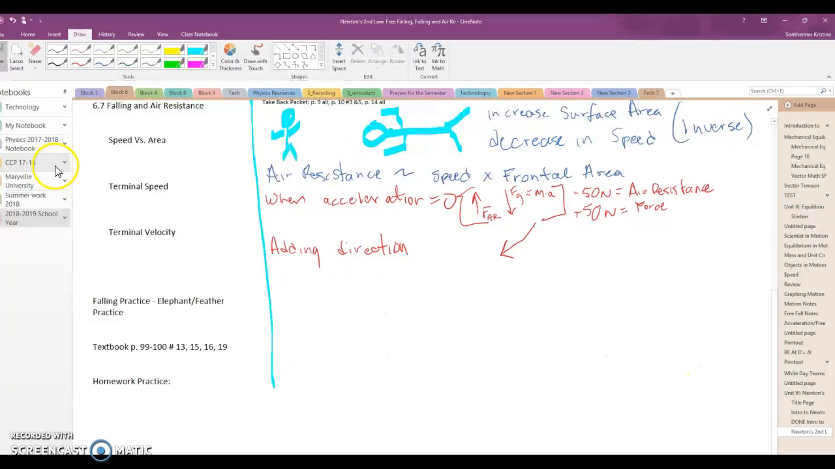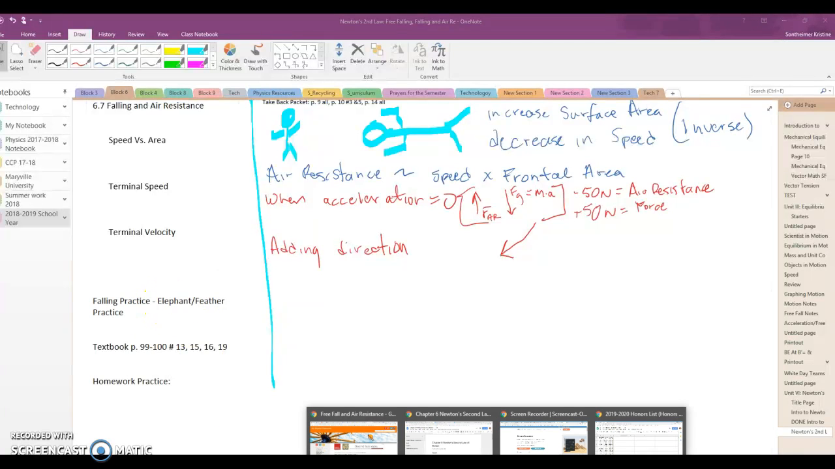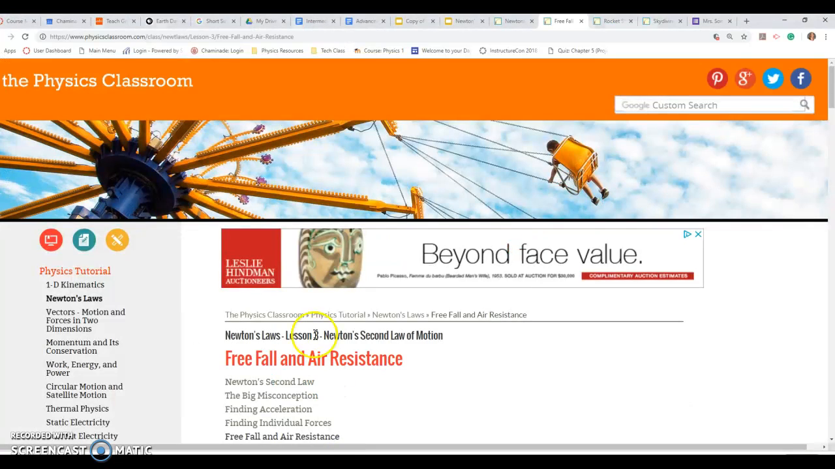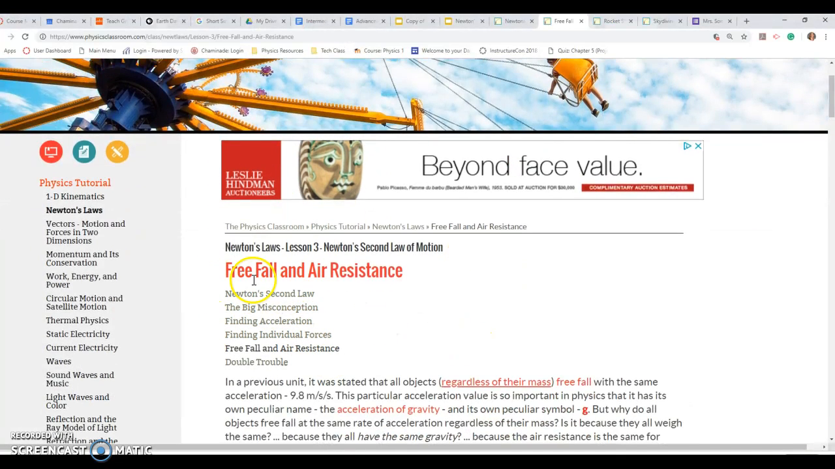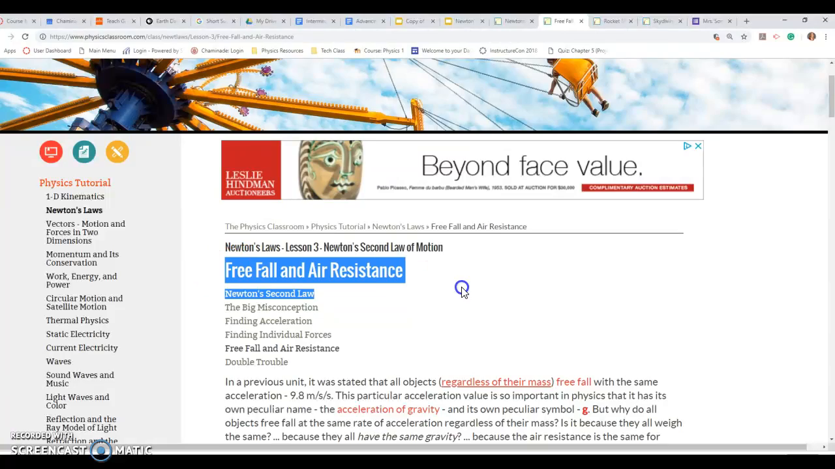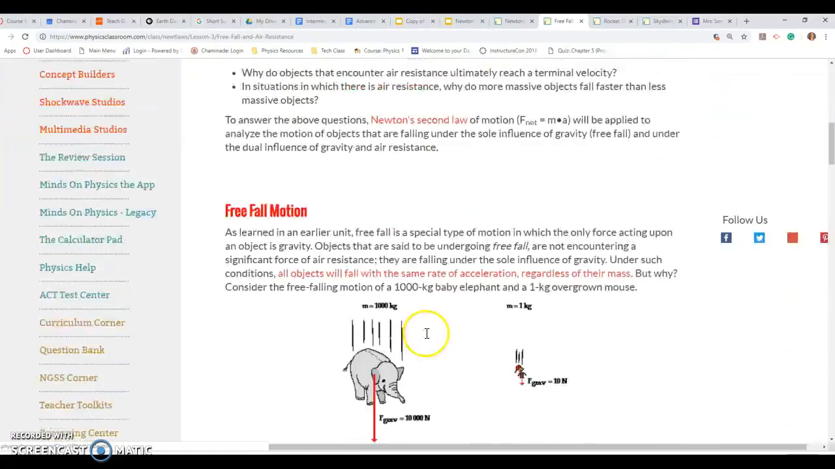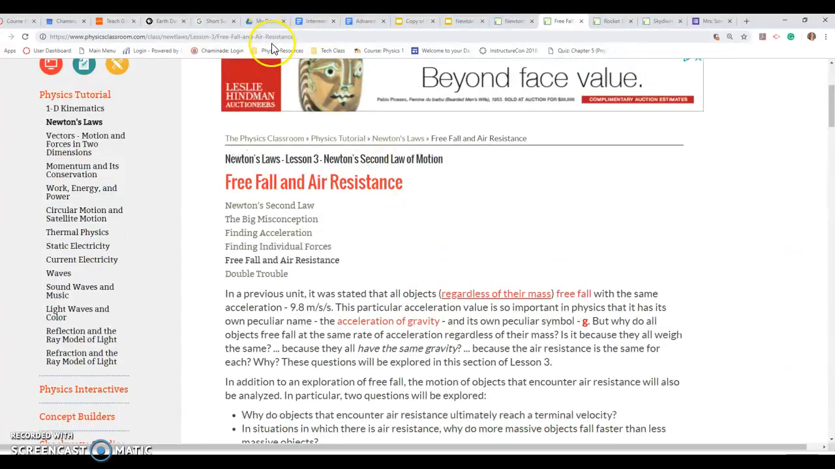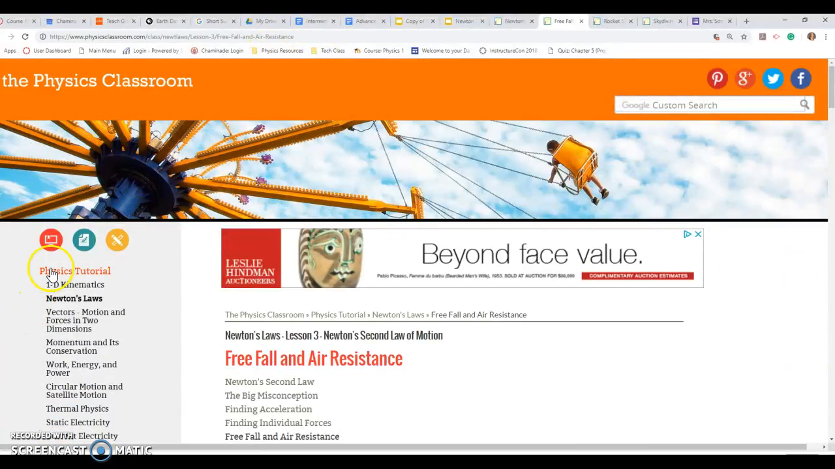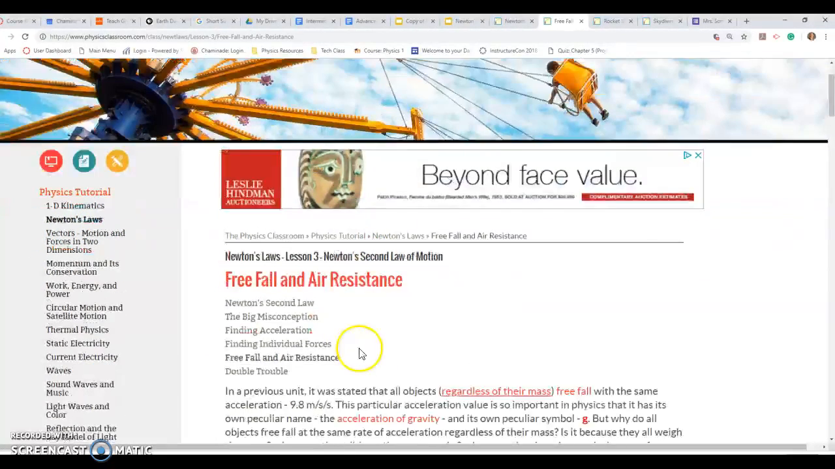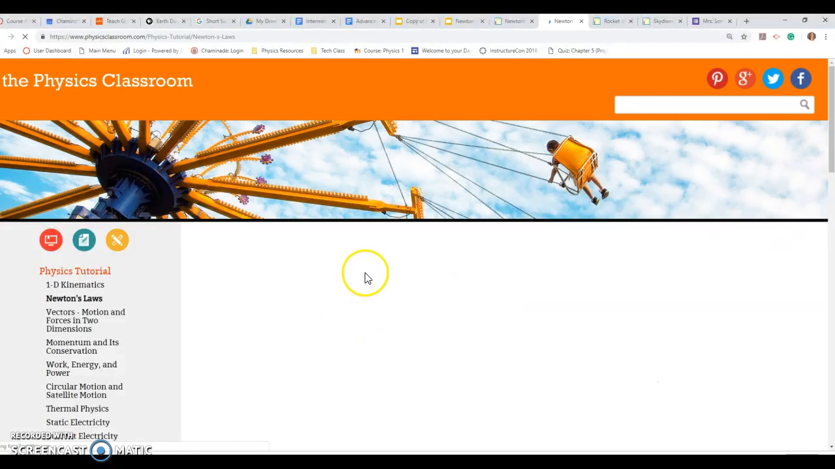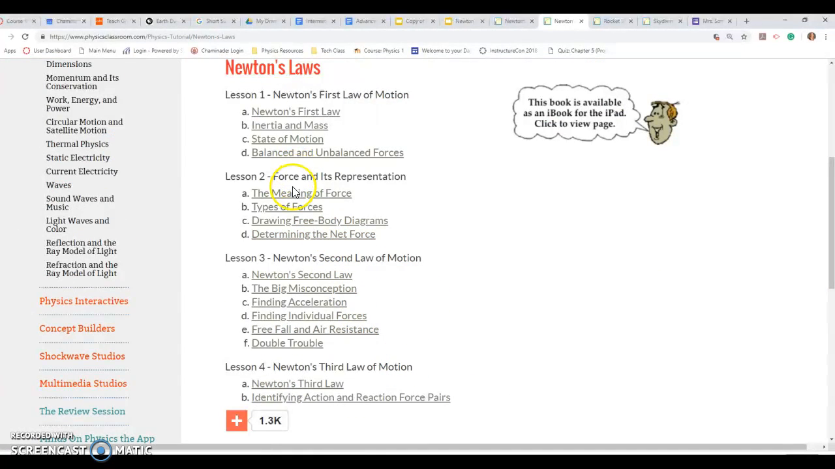I guess I could have done this in the last set of notes, but quick practice, falling feather. I recommend you visit this physics classroom website. It kind of walks you through this. I really like the free fall and air resistance because this one's probably the hardest concept for people to get. So go ahead, go to this website. You can actually go to the physics classroom, click on tutorial and Newton's laws, and it's lesson 3. So Newton's laws, and then you scroll down to Newton's second law, free fall and air resistance.